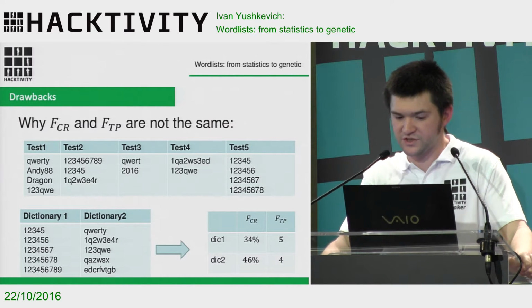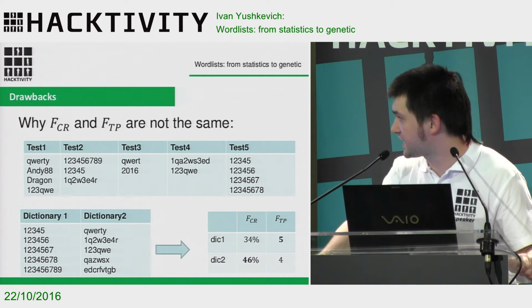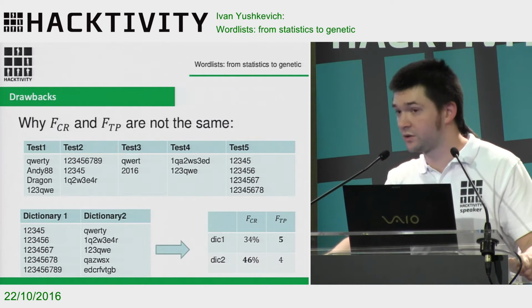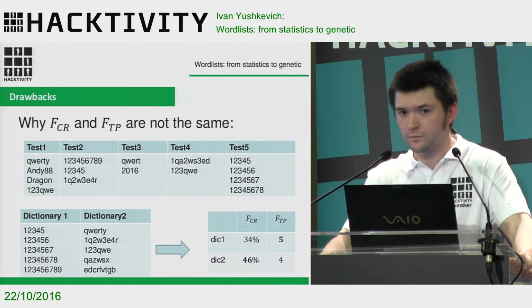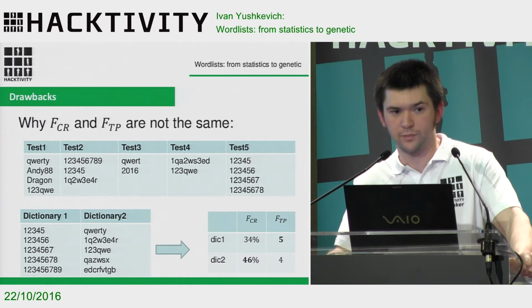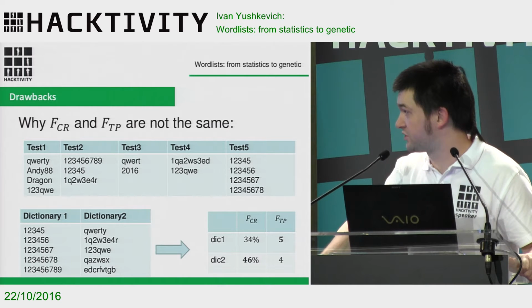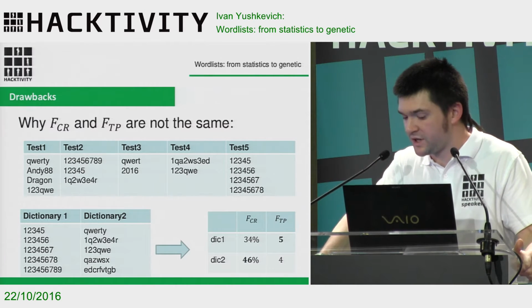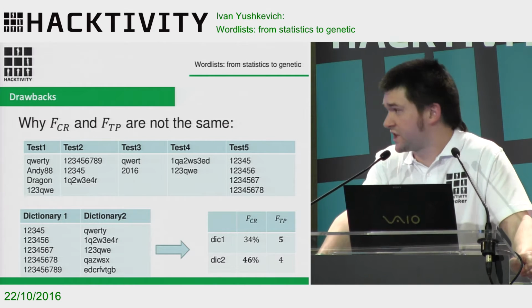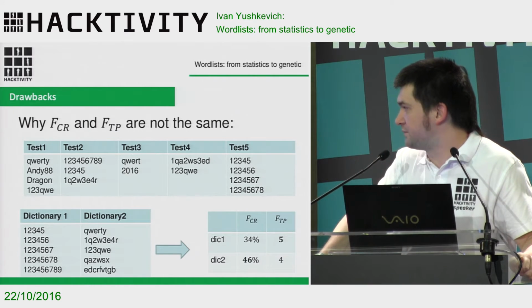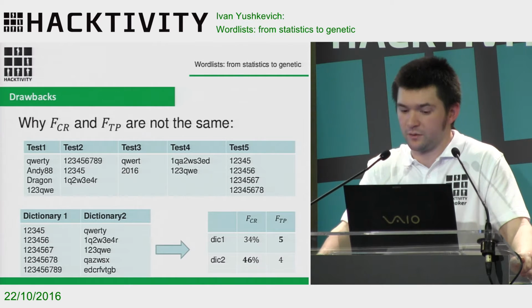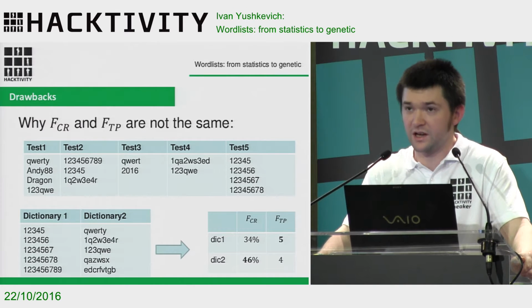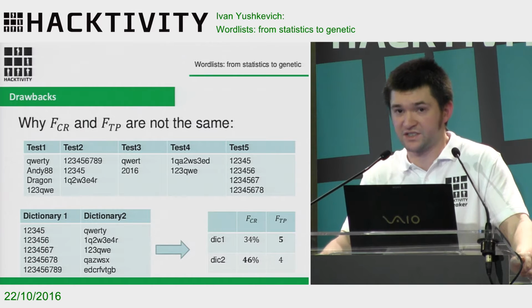Crack rate and total passwords are not the same. As you can see on this slide, there is test case 5 that contains only numbers, and dictionary 1 that also contains only numbers. Relying on it, it can get a much better total password rate than the other dictionary, even though the other dictionary seems to be better because it has various words. So the test case can really be very subjective, and relying on only one test case that is best for one dictionary and worst for another, the results may be really wrong.